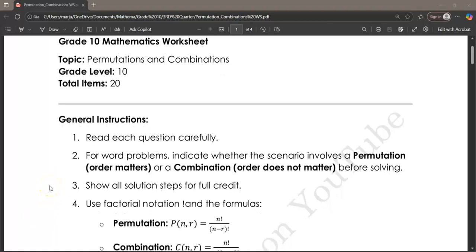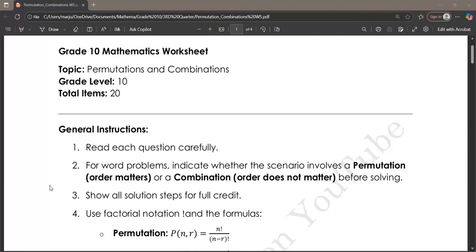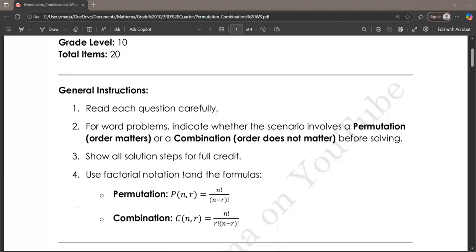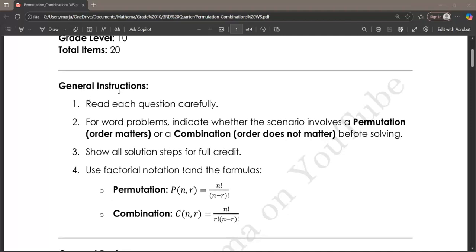Tonight, we are going to answer this grade 10 math worksheet that I made. So the topic is about permutations and combinations, grade level 10, third quarter lesson. There will be a total of 20 items. So this will be our general instructions. So I will just let you read that one.